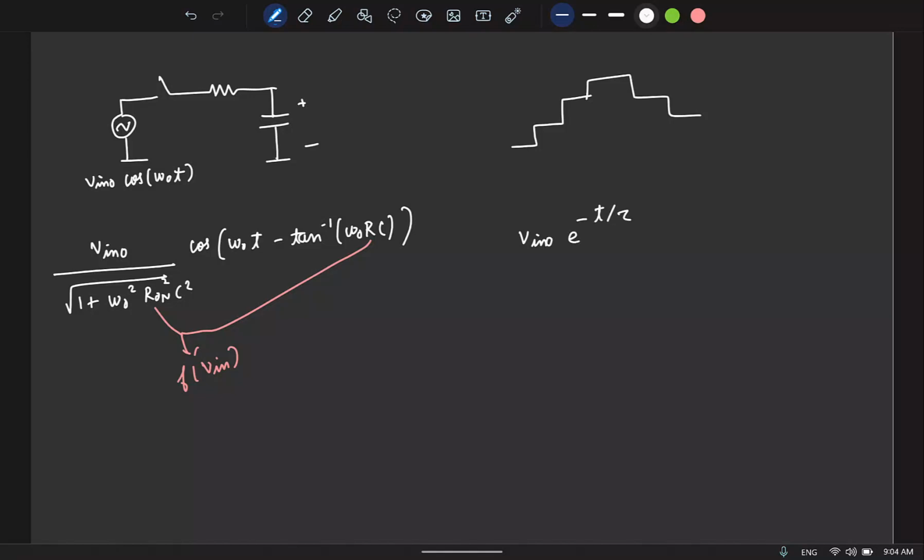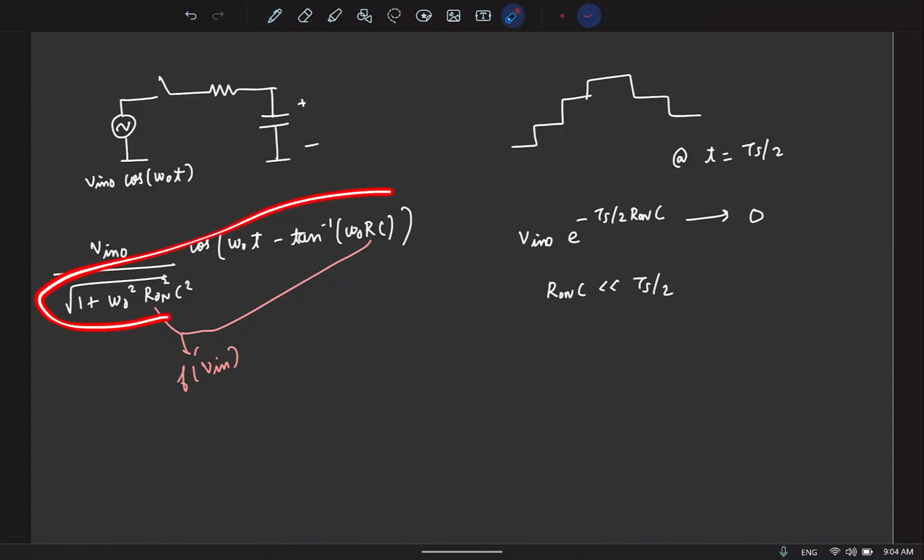And we are interested in the samples, so we look at the waveform at say Ts by 2. So the error was basically e power minus Ts by 2 times R on C. If you choose R on C to be much smaller than Ts by 2, this term easily decays to 0. But here it is not the case, because the nonlinearity is coming from the 1 by square root and tan inverse terms, which are much stronger nonlinearities than this. This can be easily made to go to 0, but not that.